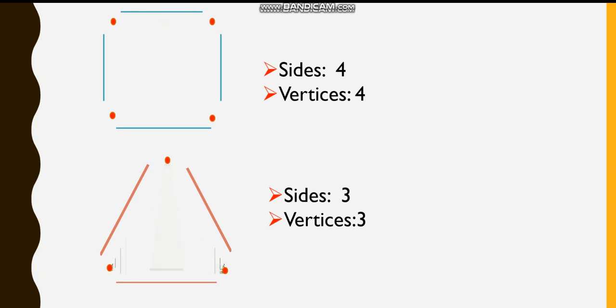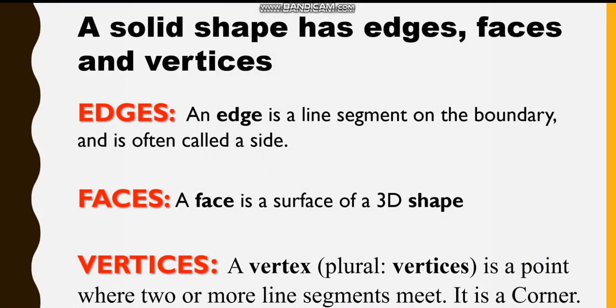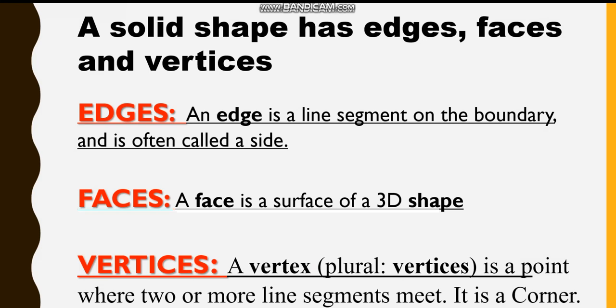But what does a solid shape have? Because we can see it in three dimensions, something has to be extra, right? Here see, edges. Edges means nothing new. We already saw sides, right? In a flat shape we call it a side, but in a solid shape we have to call it edges. Then the next one is faces. A face is the surface of a 3D shape. So if the shape is 3D, we can mention the surface as a face. Then the vertices, as we all know, is nothing but the corner.